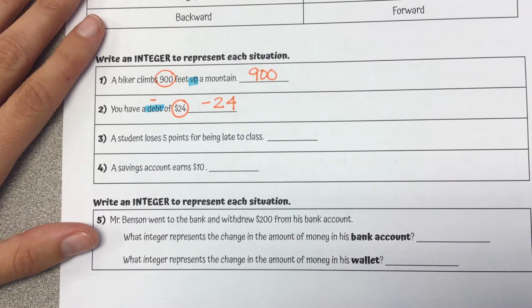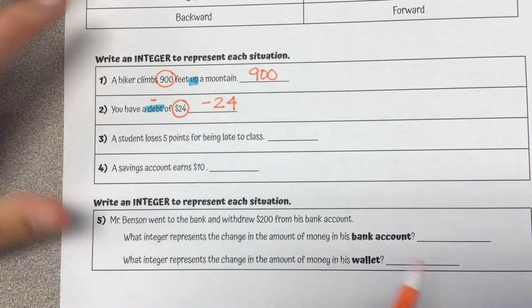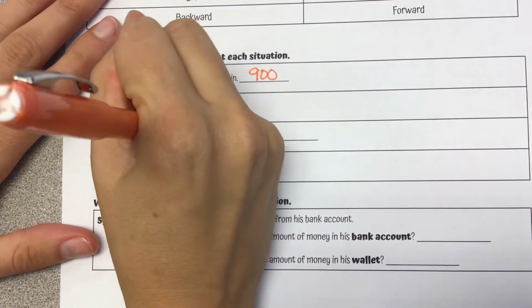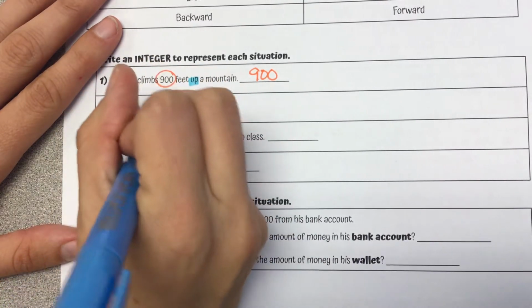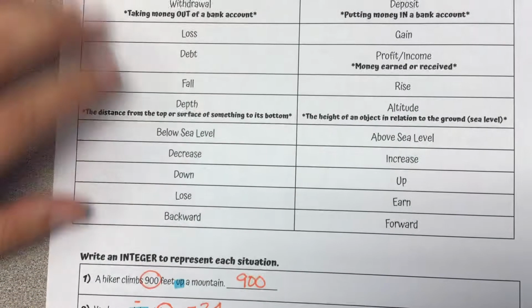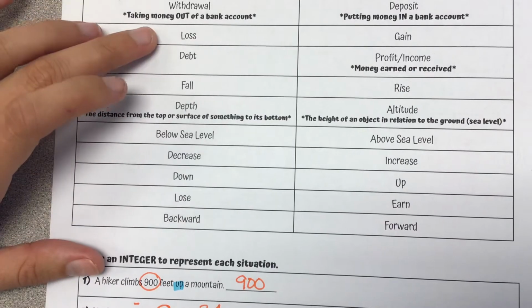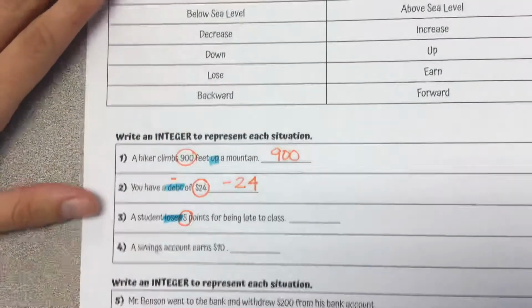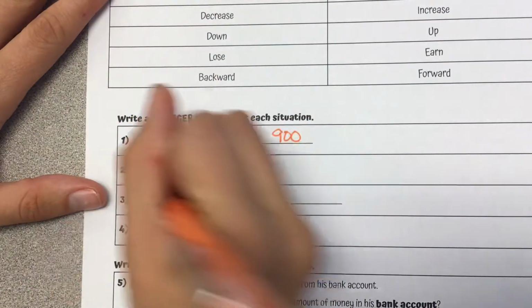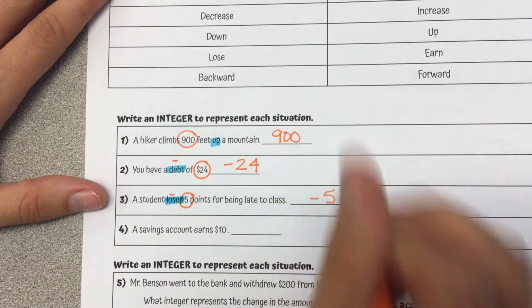Number three, a student loses 5 points for being late to class. So I see my number 5, looking for the key word. It says loses, which we've got lose, we've got loss. They all mean the same thing. They are negative value. You are losing points. So that tells me that I'm going to have a negative 5 value.